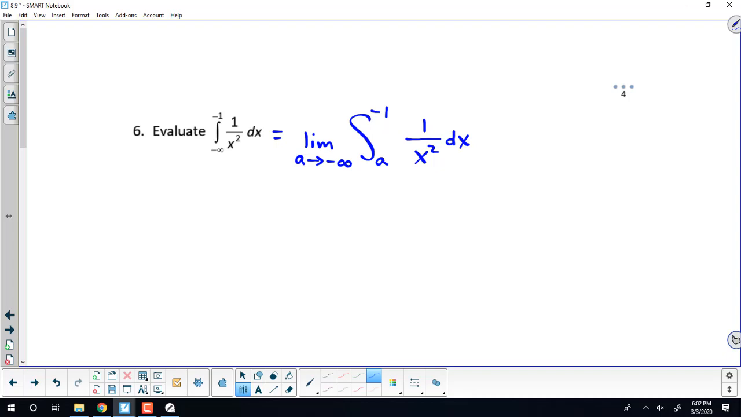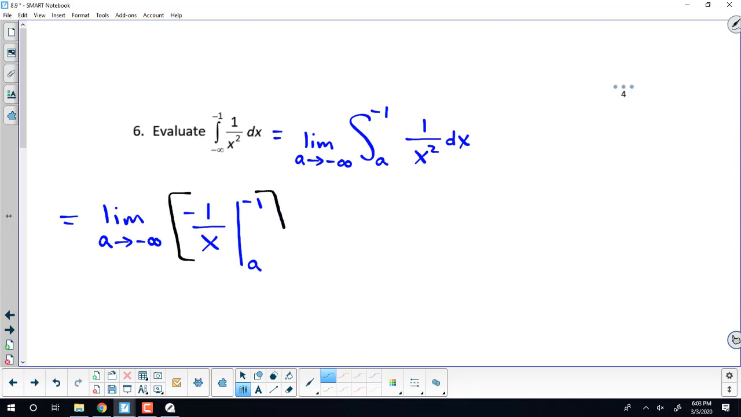And the limit as a approaches negative infinity, or the limit on all of these, is the last thing we apply. So we're just going to keep this out front until we have the antiderivative in terms of a. The antiderivative of 1 over x squared would be what? Negative 1 over x. And we're evaluating that from a to negative 1. So again, we're still going to evaluate this first, and then compute the limit.